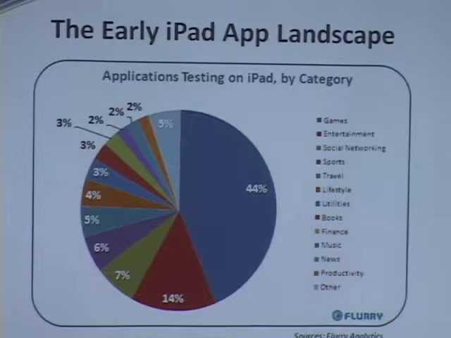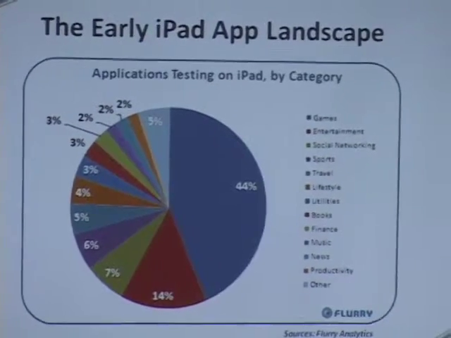What's the 44%? 44% is games. Of the applications testing on the iPad, 44% of them were in the games category, and that's all the subcategories as well. And 14% is entertainment? Yeah, sorry, 14% is entertainment, 7% is social networking, sports just behind that at 6%, travel at 5%, and then lifestyle, utilities, books, all much smaller, and music, news, productivity at the smallest. So that's really a brief example of what we've seen so far.